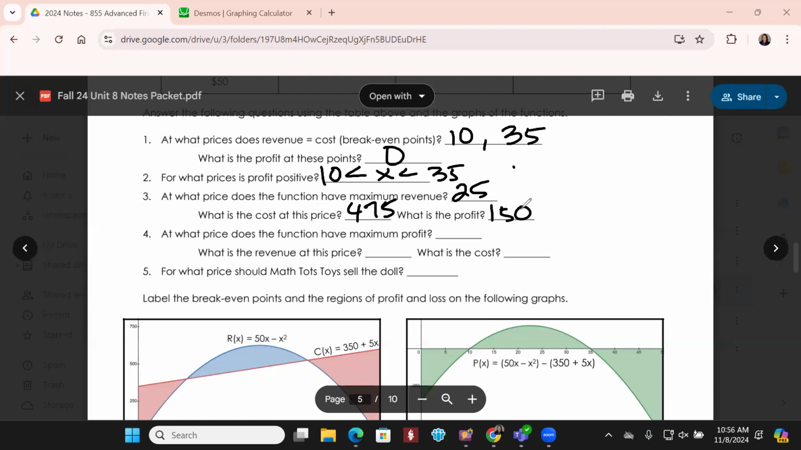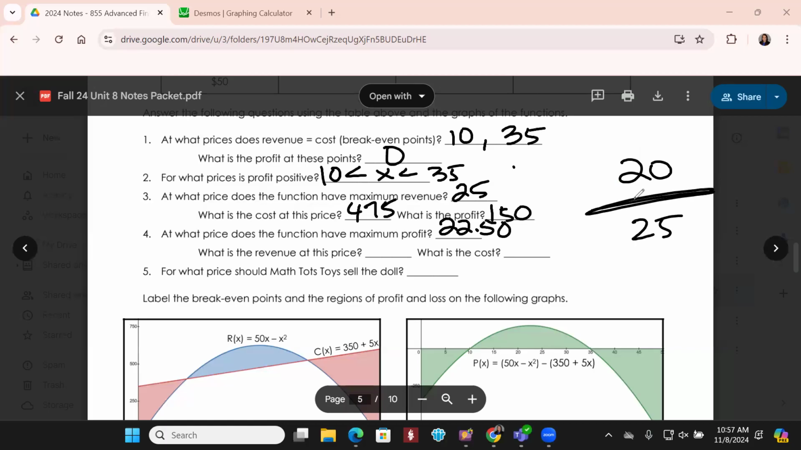All right, here's the crazy part. What price does the function have a maximum profit? Look at your profit. Do you see how you've got 150 and 150 repeat on your table? Halfway between that is going to be your maximum profit, because remember, we've got a parabola with profit. If it's 150 and 150, the maximum profit is going to be up at the top. So maximum profit is going to be at 22.5, because that's halfway between 20 and 25.